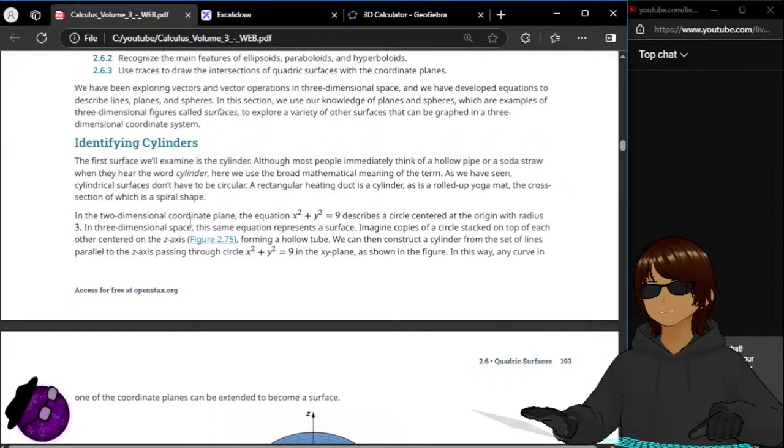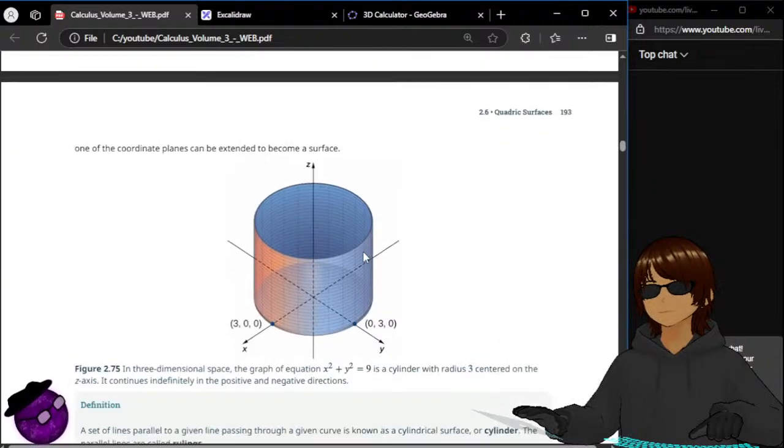In the two-dimensional coordinate plane, the equation x squared plus y squared equals 9 describes a circle centered at the origin with radius 3. In three-dimensional space, the same equation represents a surface. Imagine copies of a circle stacked on top of each other on the z-axis, forming a hollow tube. We can then construct a cylinder from the set of lines parallel to the z-axis passing through x squared plus y squared equals 9 in the xy plane. Or because the z isn't defined, any z would work, right?